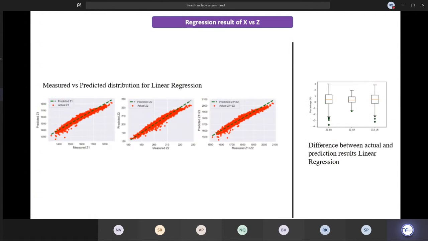So in this slide we saw the comparison between the predicted and actual results. You can easily observe that the line fits the data very well, but it still shows some spreading of actual Z1, Z2, Z1 plus Z2 here because of the not really high accuracy. If it is 98 or 99%, you can see it's a very good fit. The red one on the right is the difference between the actual and the prediction result using linear regression. As you can see, the maximum error is around 4%.